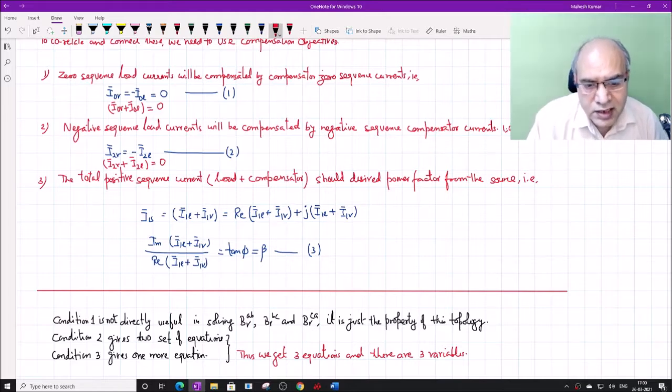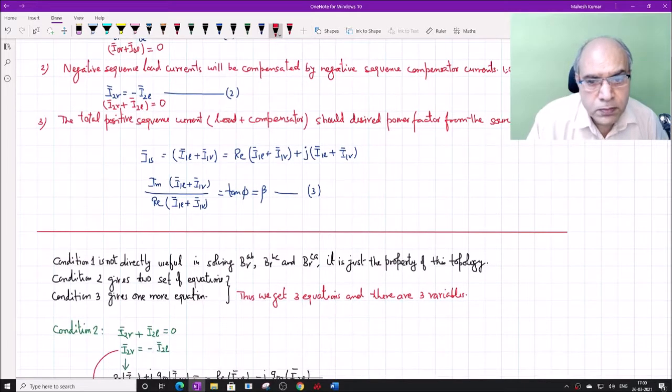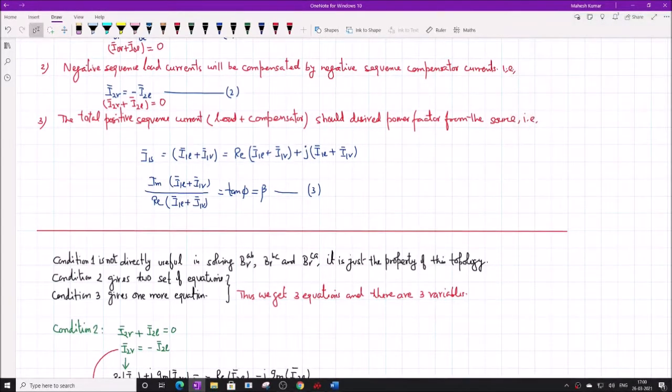Then the third condition is on the power factor, which says that the power factor from the utility, cos phi, is specified. Phi is the angle of the power factor. So if you say power factor, this is called cos phi, and for a given cos phi, the phi is specified. So for this phi, you can call it tan phi.